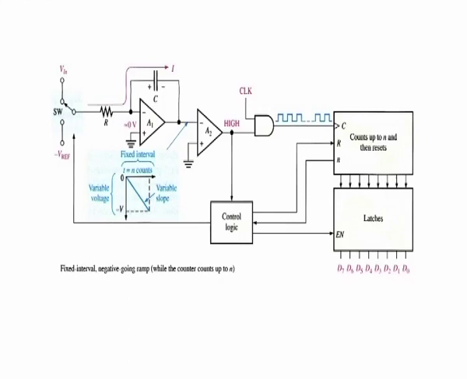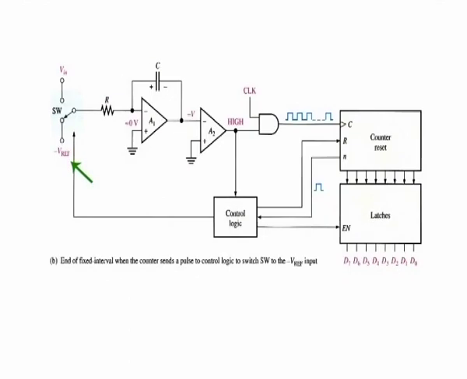Capacitor C will charge linearly because the current is constant, and as a result there will be a negative going linear voltage ramp on the output of A1. When the counter reaches a specified count, it will reset and the control logic will switch the negative reference voltage minus V reference to the input of A1 as shown in part B of the figure.